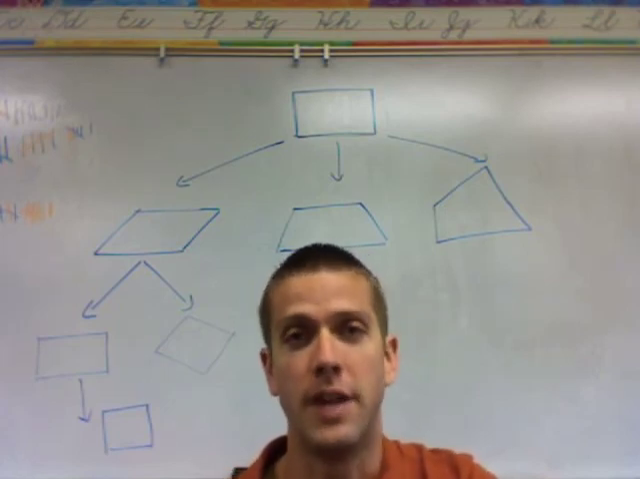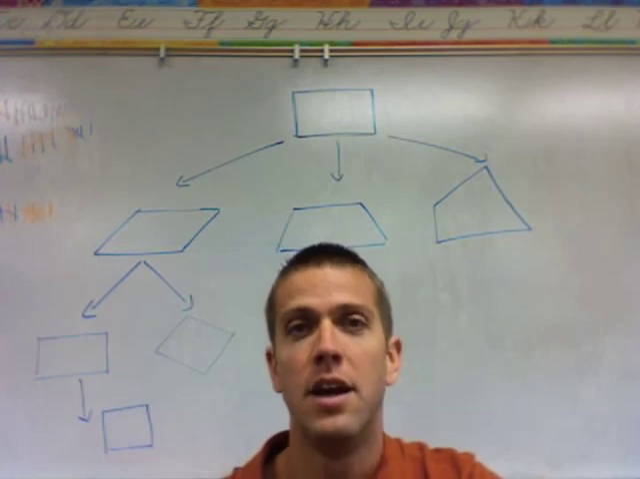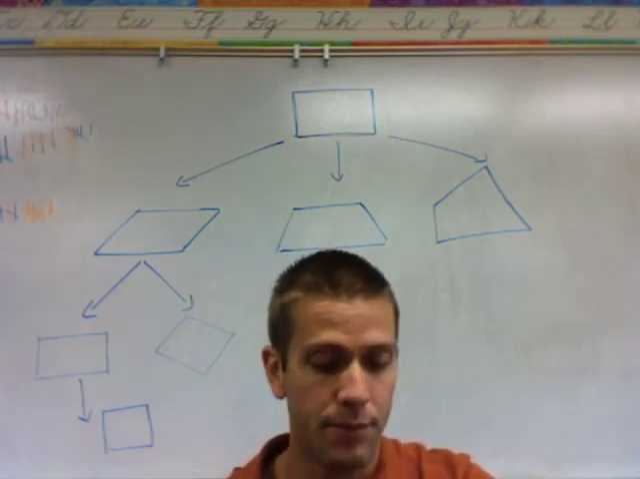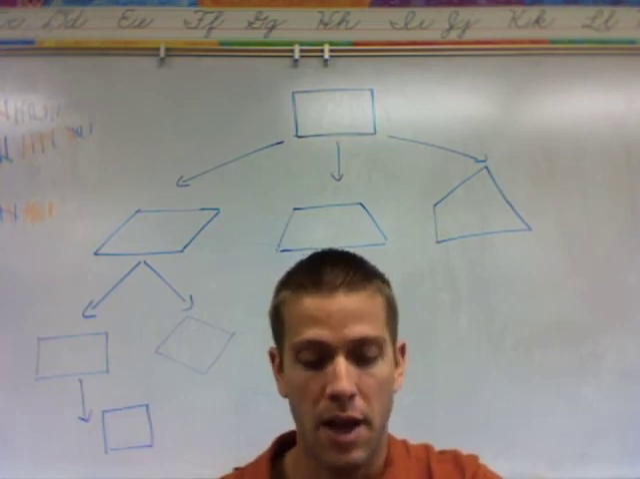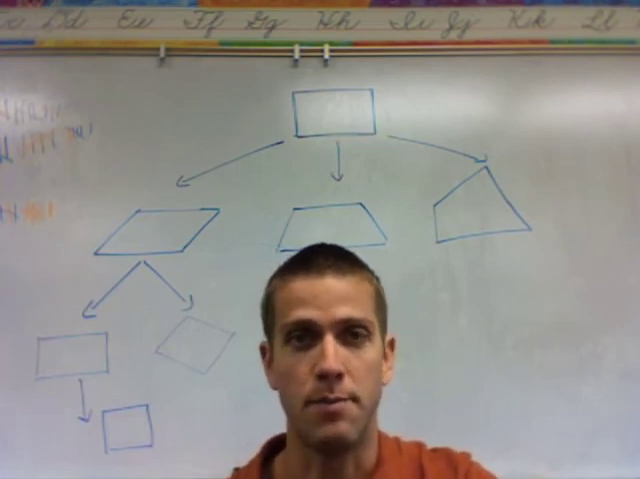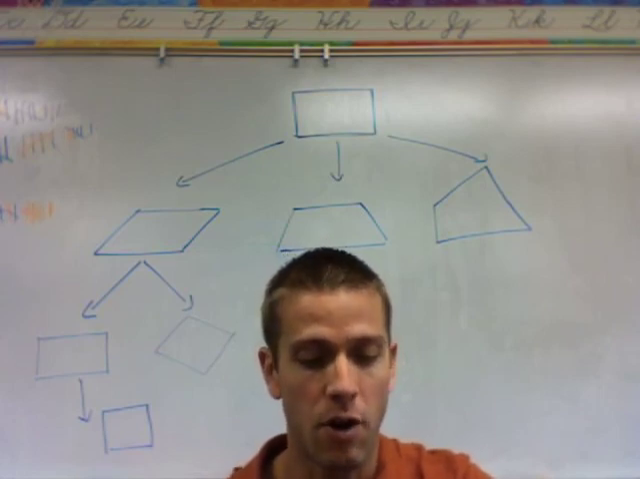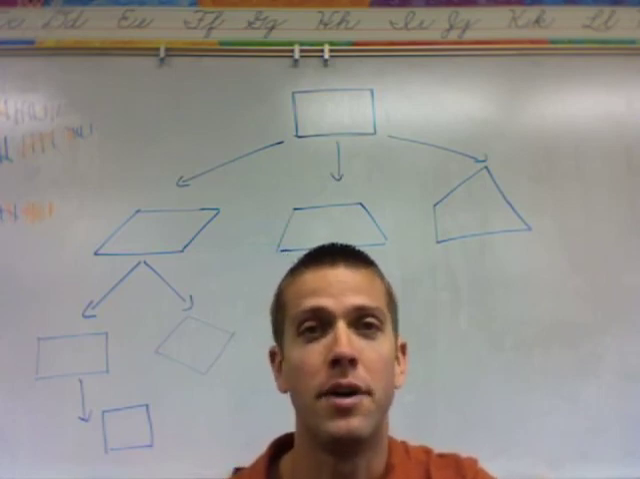It is a rectangle because it has 90-degree corners. It's a parallelogram because both sides are parallel. It is not a square because the sides are not the same. It is not a rhombus because it has 90-degree corners. So you could call it a parallelogram and a rectangle.